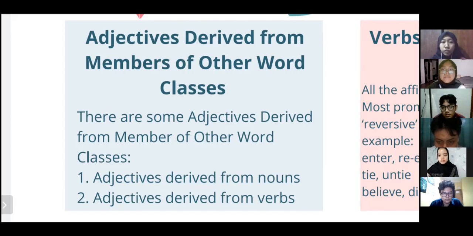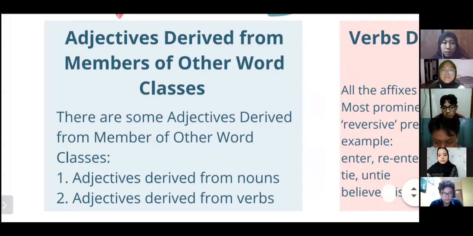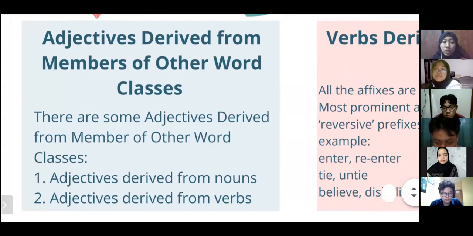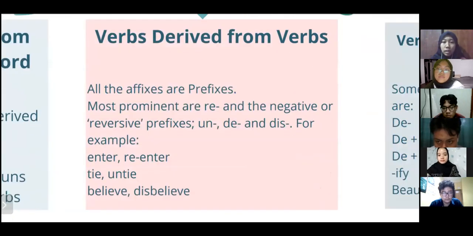And then we move to the next material, verbs derived from verbs. This section is unusual in that all the affixes that I will mention in it are prefixes. Most prominent are re- and the negative or reversive prefixes un-, de-, and dis-. For example, from the word paint we get repaint, the word tie becomes untie, and the word believe becomes disbelieve. Semantically, the examples in are more straightforward.